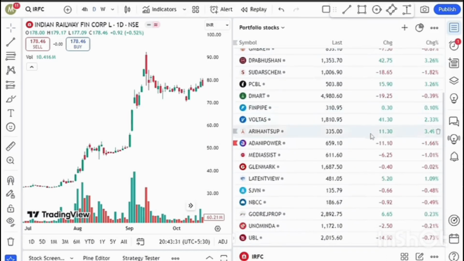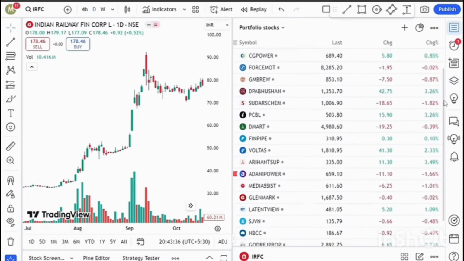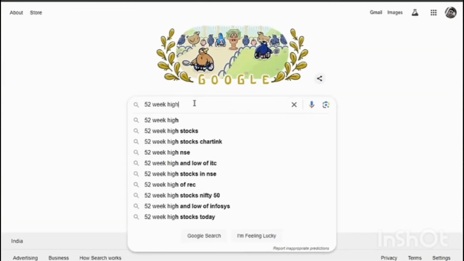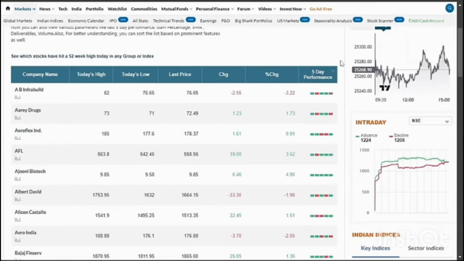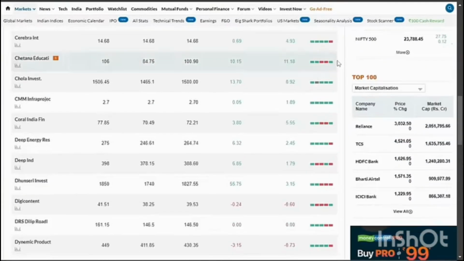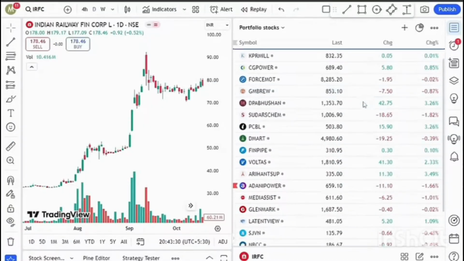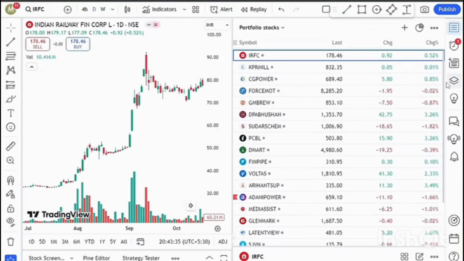Trade entry rules. Rule number 1, the stock must already be in a strong uptrend, making higher highs. How do we find such stocks? Simply search on Google for 52-week high stocks. Open the Money Control website, where you'll find a list of stocks trading near their 52-week highs. Add these stocks to your trading view or broker watch list. Now let's look at the actual trade setup.